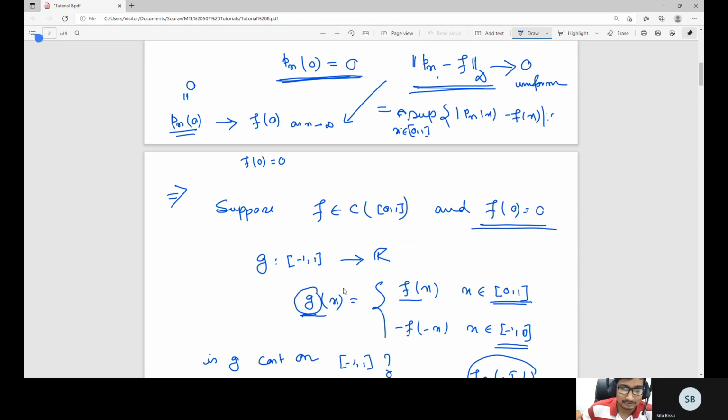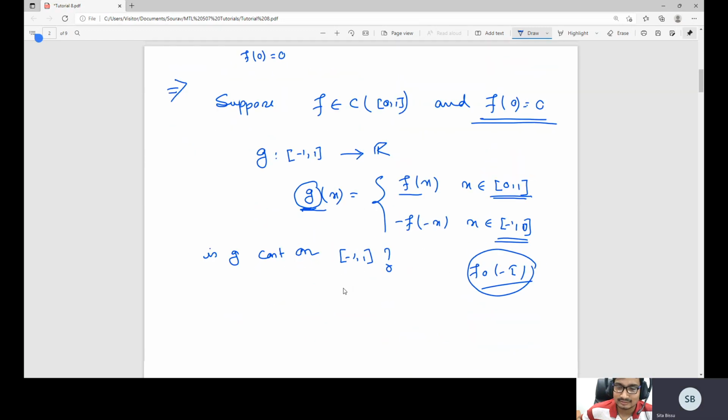Assume f(0) to be 0. Then, if f(0) is equal to 0, it's given. Then how does it? It's continuous. Why is it continuous?